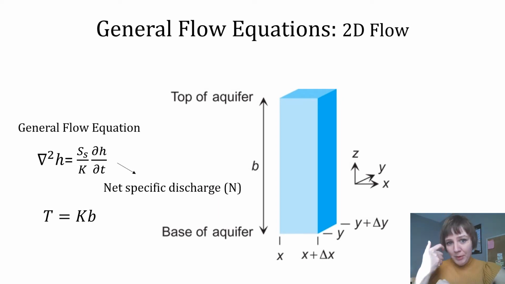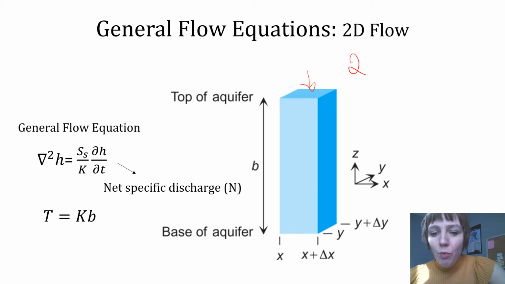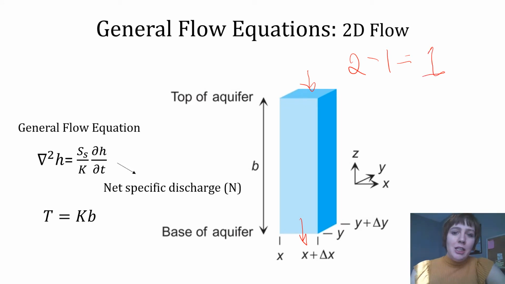For example, if you had 2 units of water come in the top, that would be recharge in the top, and you lost 1 unit of water through leakage at the bottom, then you would have a net change of 1 unit of water, and that would be the net specific discharge.